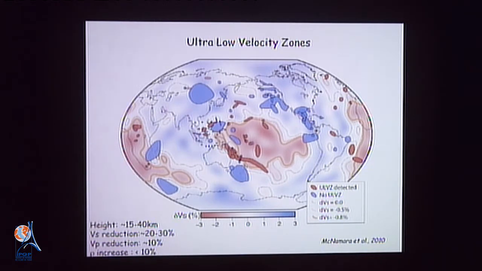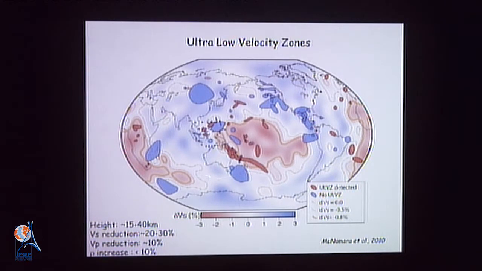And so they are very intriguing features that have generated a lot of debate as to what their nature is. They cannot be explained just by thermal effects. And the two competing hypotheses are, first, that they are chunks of solid material that is enriched in iron, which would explain the velocity reduction. And the other hypothesis is that they are due to partial melting, which could also, at the same time, represent material enriched in iron.